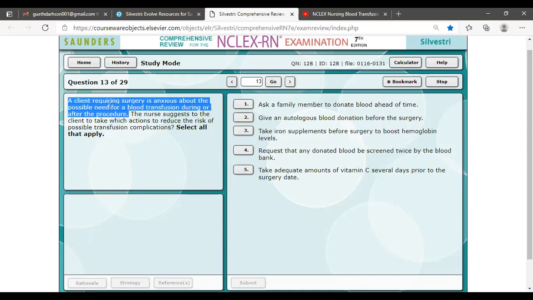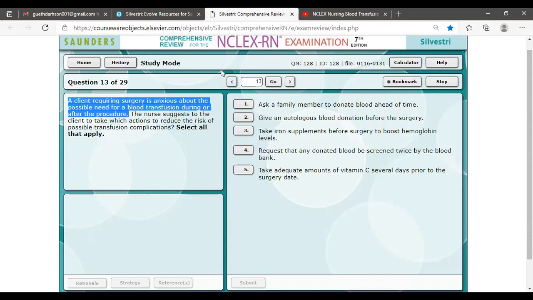Like your patient in this question, they are very stressed, with tension and anxiety because they need a blood transfusion. The nurse suggests to the client to take which action to reduce the risks of possible transfusion complication.